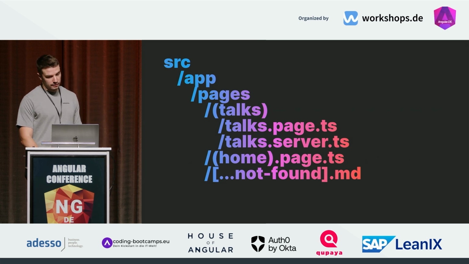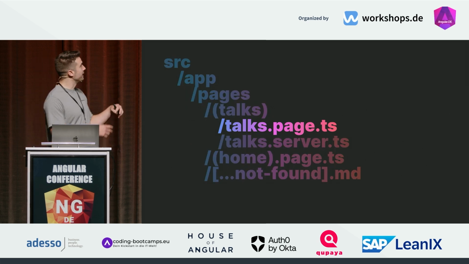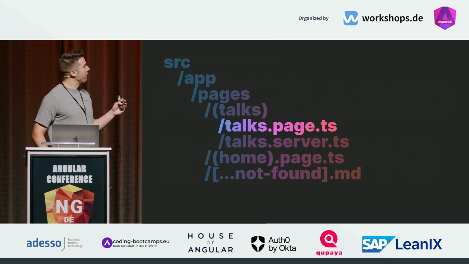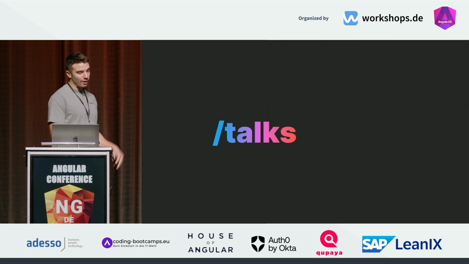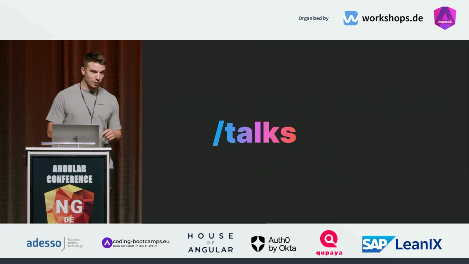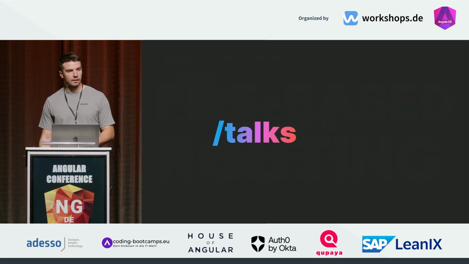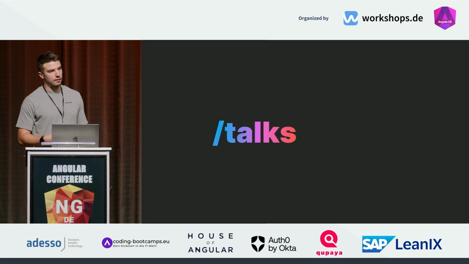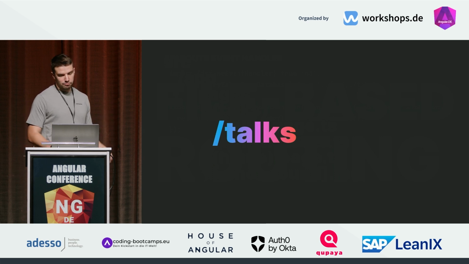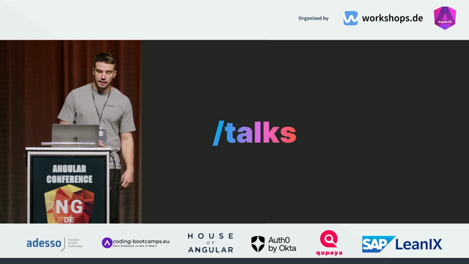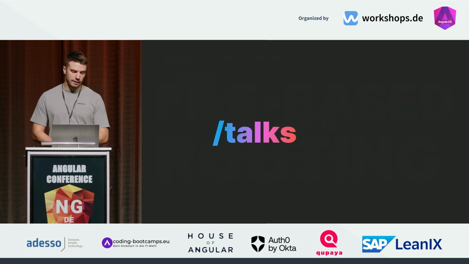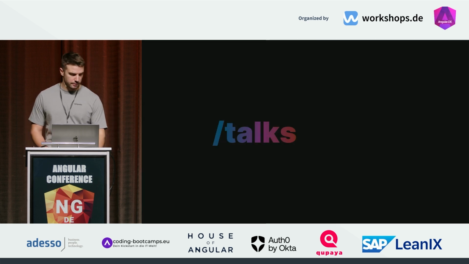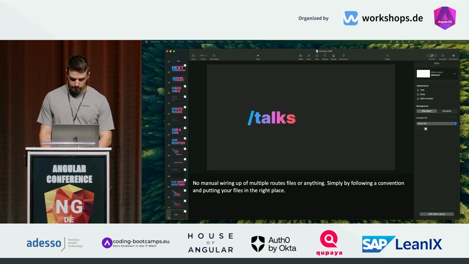So I can have a talks.page.ts in what we call a routeless subfolder, and we end up with just the talks route. There's no manual wiring up. There's no route files. We use naming conventions and folder structure to, again, come up with the ultimate route. And yeah, by putting your files in the right place, you can actually structure your Angular application. And again, I'm going to show you guys really quick what that looks like.